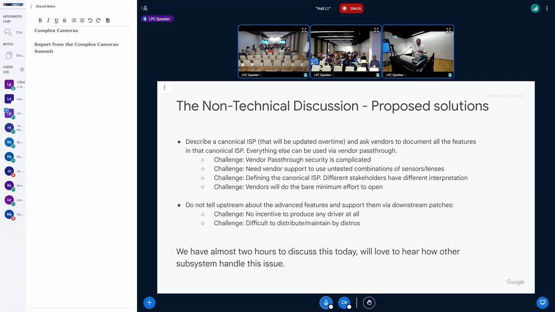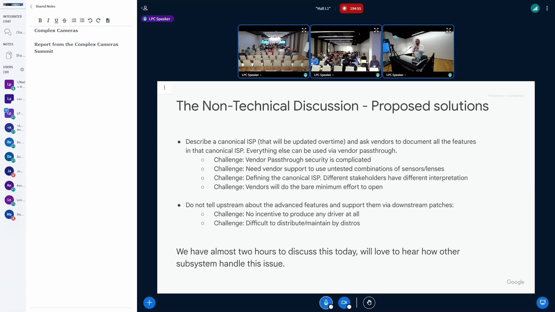This is a mechanism that exists in other subsystems, and it can be used, but it has challenges. One is that vendor pass-through security is complicated. It means how do we guarantee that this pass-through is not going to affect the original pipeline, how this pass-through is not going to write into the DMA engine and screw up the memory. Then, even if we have this canonical camera, we are going to need vendor support to use untested combinations of sensors and lenses. What does it mean?